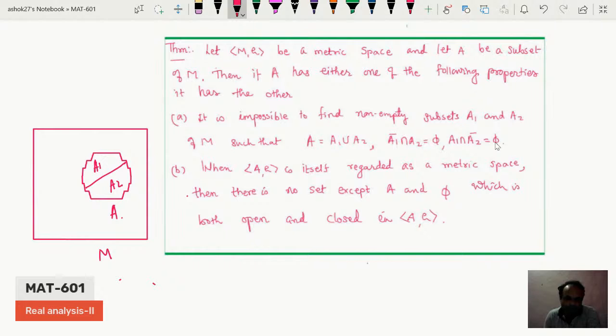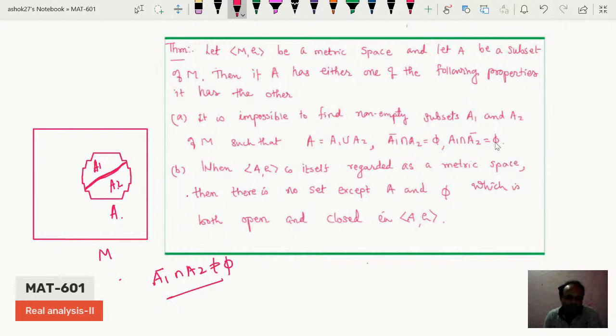Here A1 union A2 is A, but what is A1 closure? A1 closure will be this. This line means this border will be common to both A1 and A2. So here A1 closure intersection A2 is not equal to empty. In such a case, this set A will be a connected set. It means for this set A, it is not possible to find such a pair which satisfies condition A or condition B, and hence both.